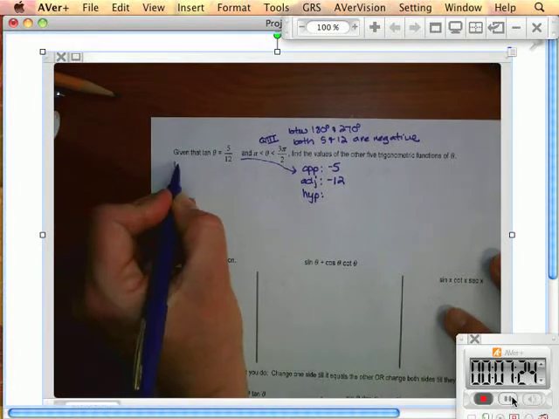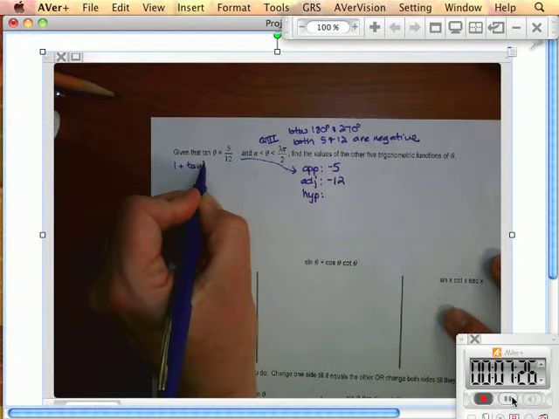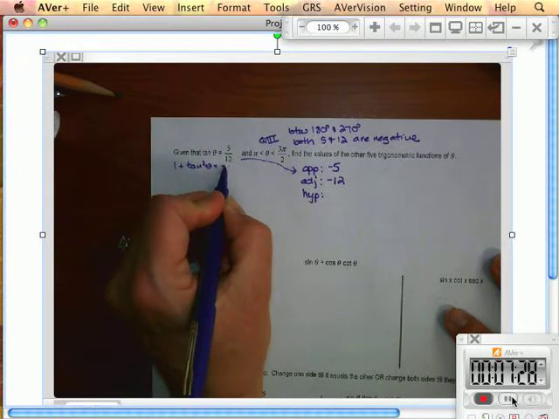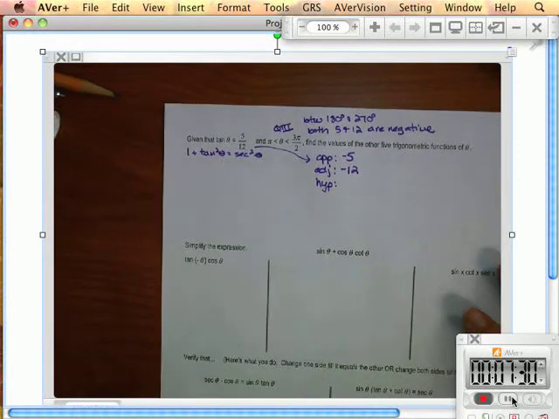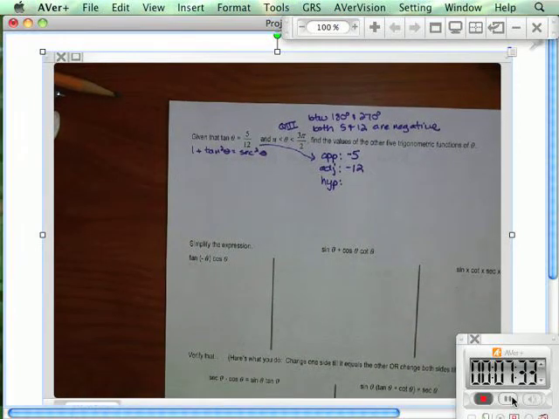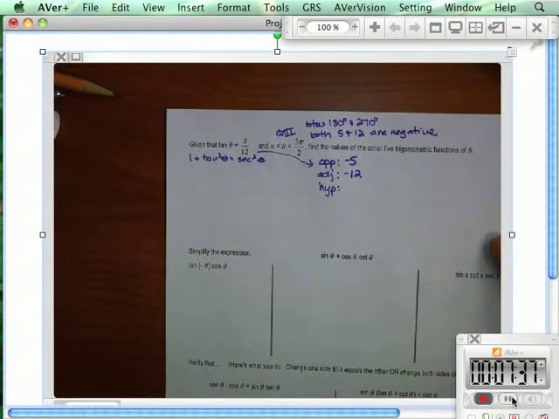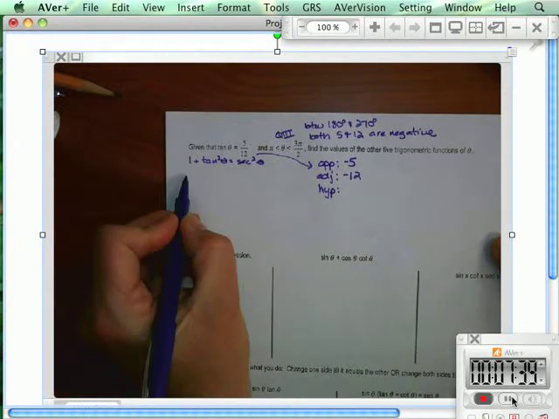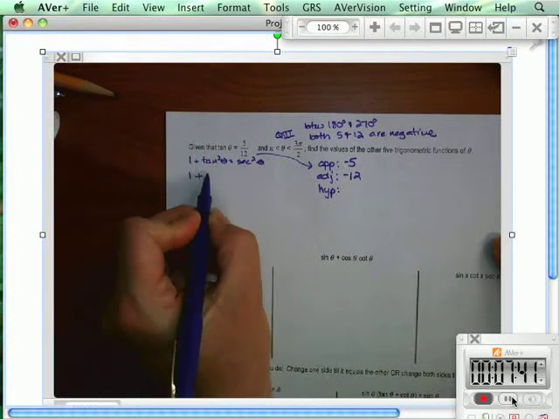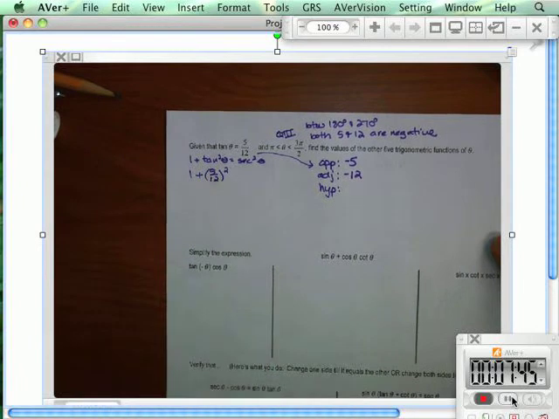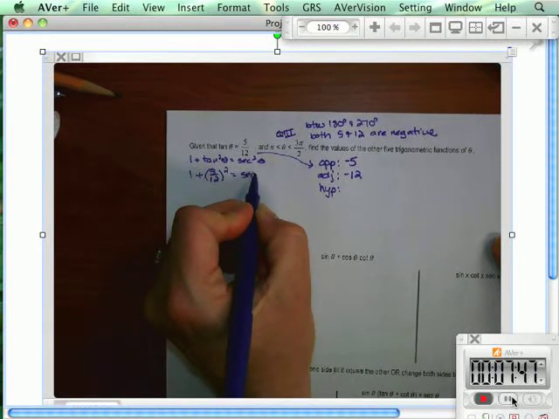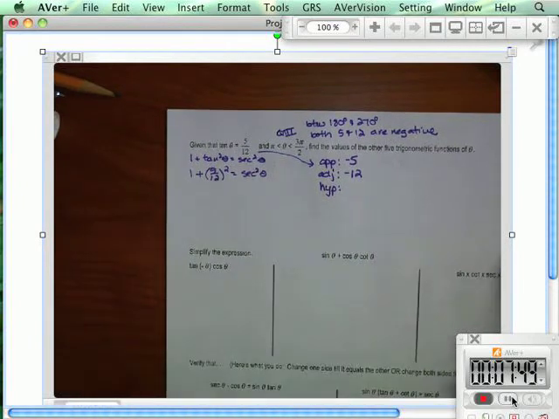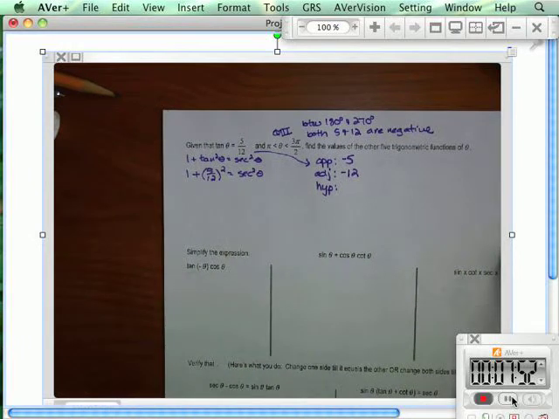1 plus tangent squared theta equals secant squared theta. Tracy, if you'd like to do the Pythagorean theorem right now and see if you get the same answer, that's cool. So I'm going to plug in what I know. I know 1 plus the tangent squared would be 5 over 12 squared equals the secant squared of theta. This looks yucky, but it's not really.